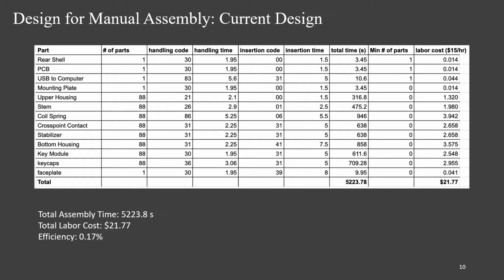Next, the team assessed the manual assembly design of the keyboard. After assessing all the individual parts, the team found that the total time to assemble the keyboard was 5,223.8 seconds. Assuming a labor cost of $15 an hour for an assembly line worker, this determined that the total labor cost of the assembly was $21.77. This resulted in an efficiency of 0.17%.